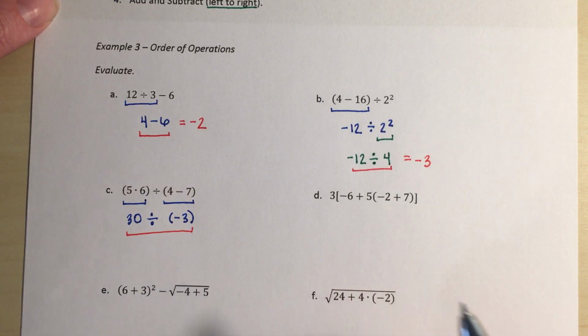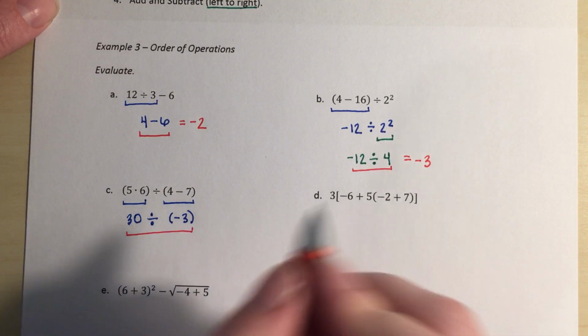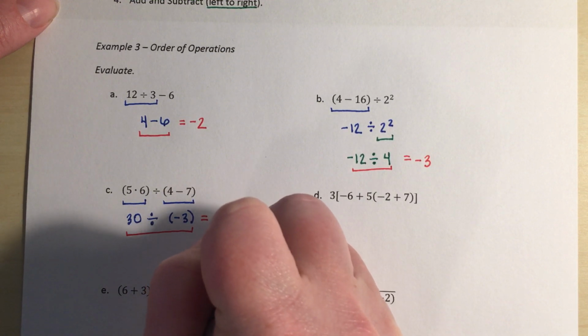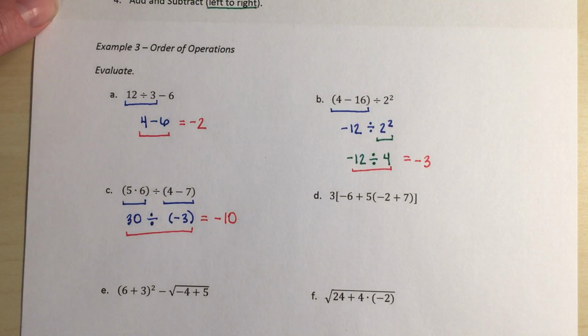Right, 30 divided by -3. Well, 30 divided by 3 is 10. We have exactly one negative sign in our division problem, which means we're going to have a negative answer. So we get a result of -10.